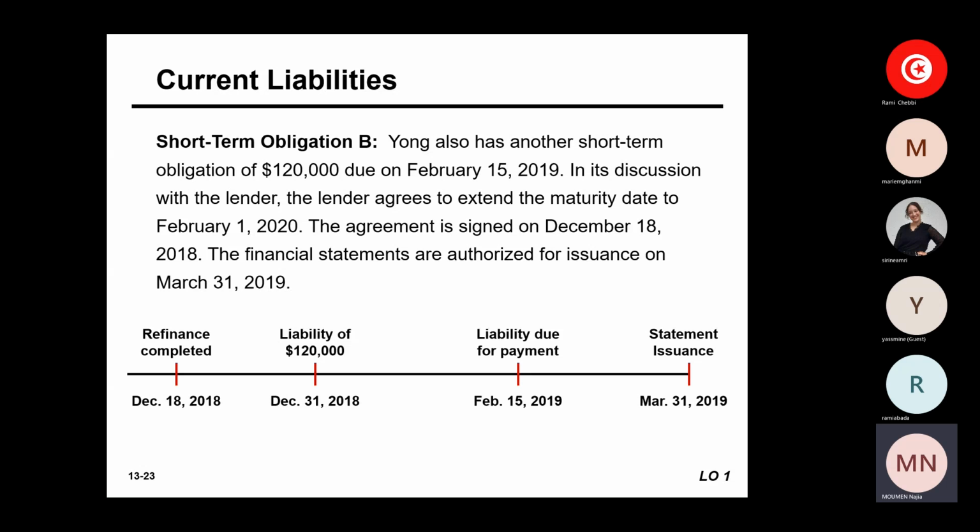In its discussion with the lender, the company agrees to extend the maturity date to February 1st, 2020. The agreement is signed on December 18, 2018. The financial statements are authorized for issuance on March 31. Okay, so here the situation is clearly different. You reach the agreement regarding the refinance. So you have this unconditional right to defer the settlement for at least 12 months after the reporting date, which is met with this agreement on December 18. So of course this liability of 120 will be allowed to be reclassified as a long-term liability.